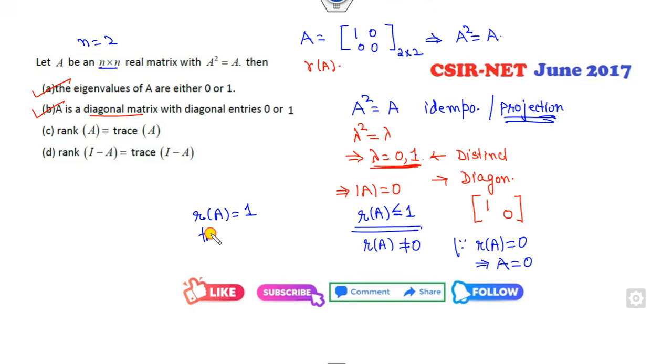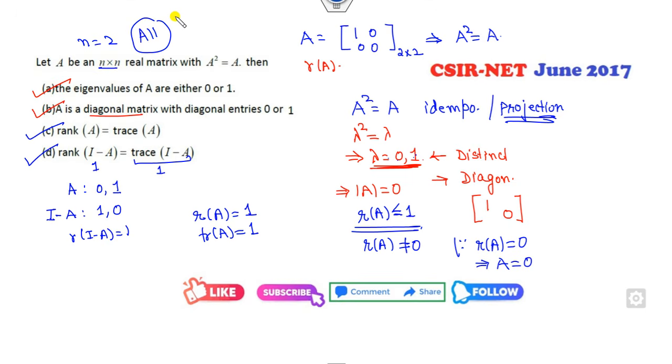If rank is 1, what is the trace of the matrix? Sum of the eigenvalues, both is 1. Now the eigenvalues of A are 0 and 1. Can you find the eigenvalues of I minus A? It is 1 minus 0, and the trace is 1. So if rank is 1, I minus A also has rank 1. So yes, this option is also correct. All are my right answers for this problem.